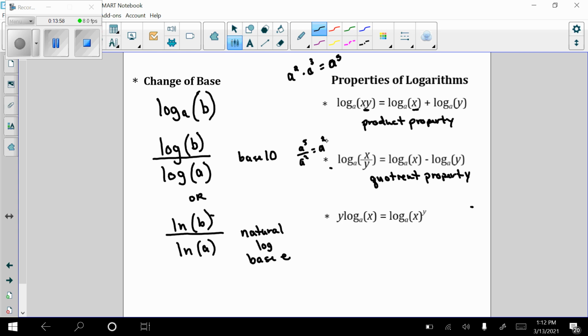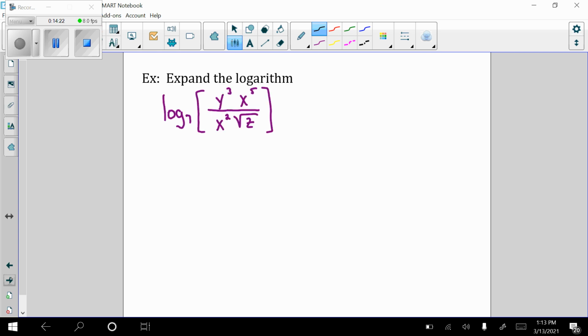This one right here is a handy one. It's called the power property. So it allows you to take the exponent of the argument and just bring it out front. And then you have multiple logarithms. It just makes it easier to calculate with. All right, so we're going to do some expanding and condensing of these logarithms, and some of them get a little bit complicated, so you need to show some steps in order to get to the final answer.